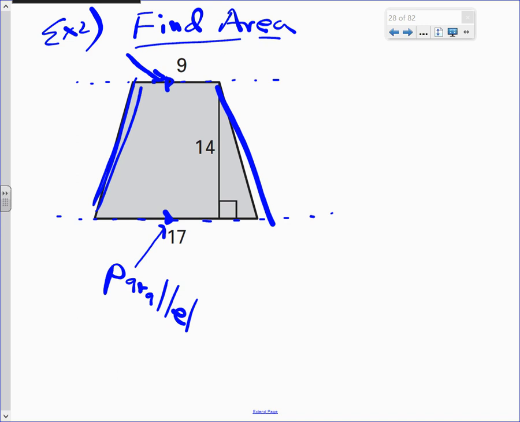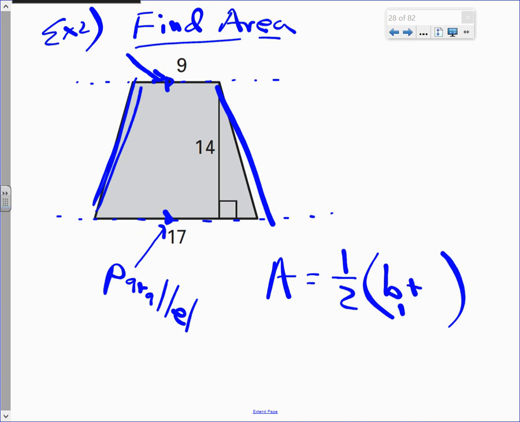Now, the formula on your sheet is real funky. The area is not 1/2 base times height. It's actually 1/2 the quantity of both bases, B1 plus B2. Now, what are the bases? B sub 1 and B sub 2, these little numbers are subscripts. They refer to both bases, which are the sides that are parallel. So this would be one base, and this would be the other base.